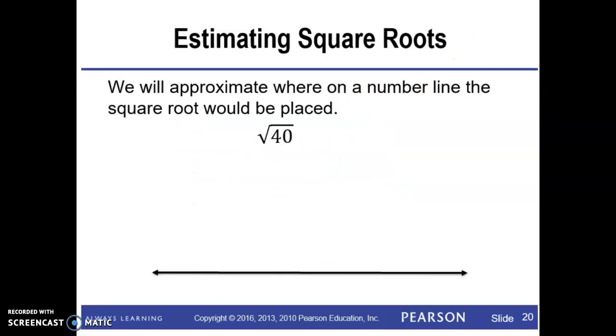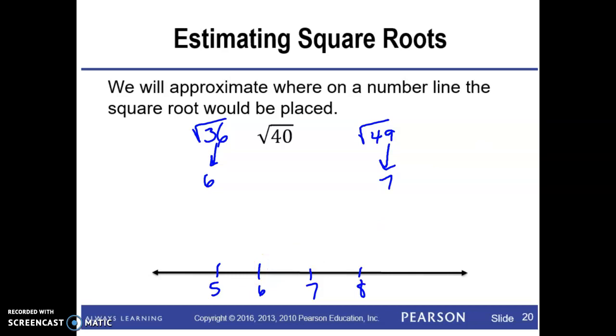All right, let's do another one. Square root of 40. Okay, so our first job is to figure out which perfect square numbers are on either side of 40. Well, slightly smaller than 40, I have the square root of 36, and slightly larger than 40, I have the square root of 49. So I know the square root of 49 is 7. I know the square root of 36 is 6. So if I put those on my number line, I know that the square root of 40 is going to be somewhere here in between 6 and 7.